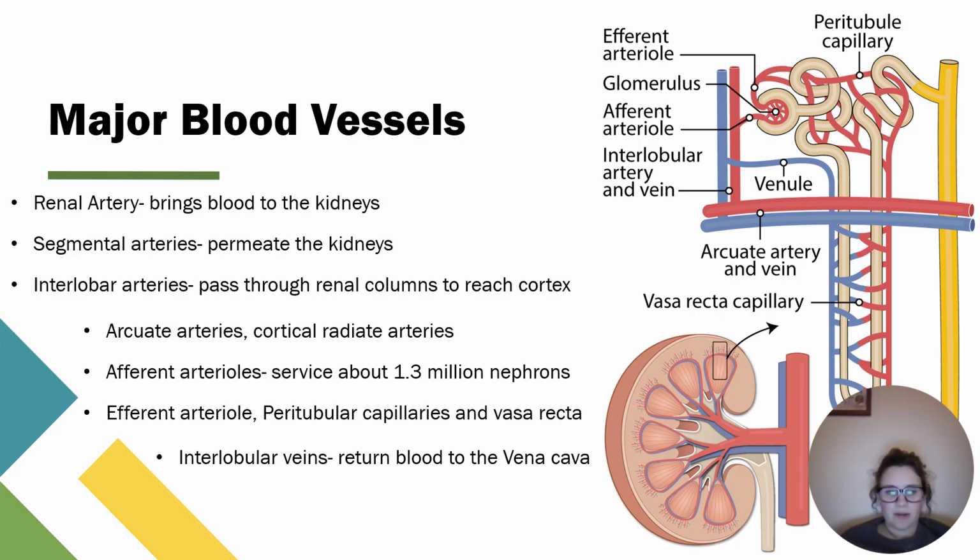And then those break off to afferent arterioles, which service about 1.3 million nephrons in both of your kidneys. And that then flows into your efferent arteriole and into your peritubular capillaries and vasa recta, and those then connect to your interlobular veins, which return blood to the vena cava.